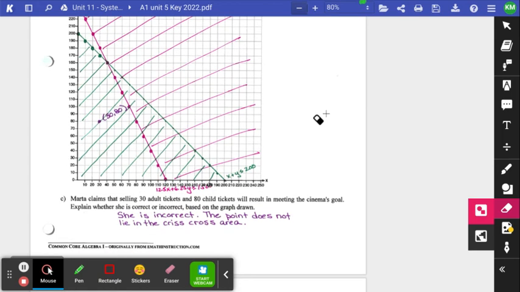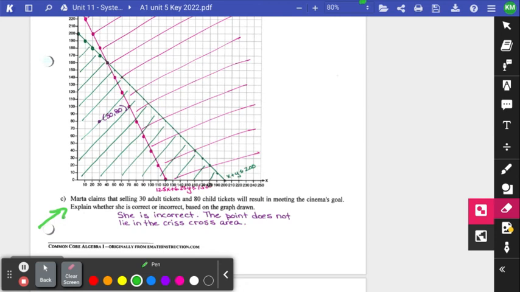Now it says down here, really tiny, Marta claims that selling 30 adult tickets, so that's X, and 80 child tickets will result in meeting the cinema's goal. Explain whether she is correct or incorrect. So a lot of times on a Regents exam, they'll have you do this. I plotted the point 30, 80, and it is not in the crisscross area. This whole section right here is in the crisscross area. So she is incorrect. In my reasoning, the point doesn't lie in the crisscross area.